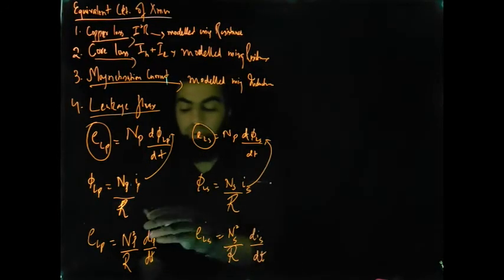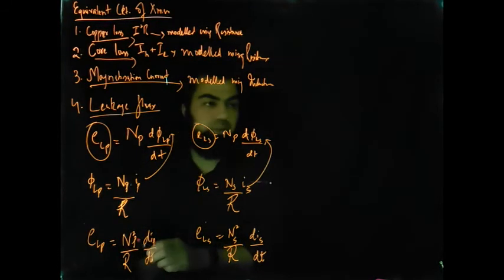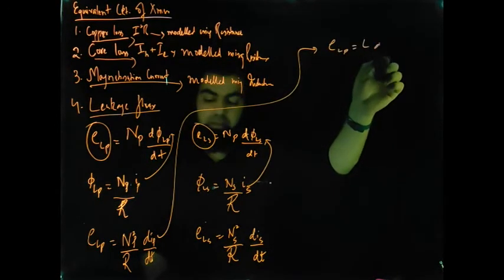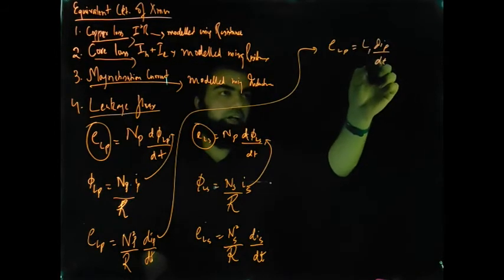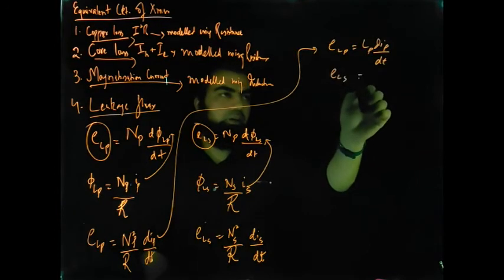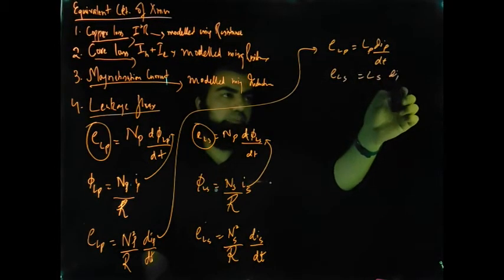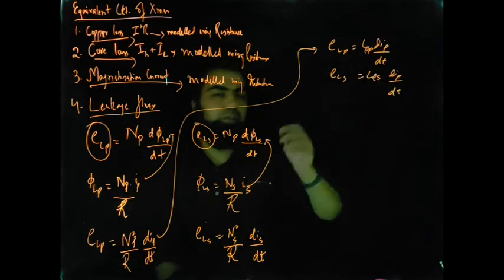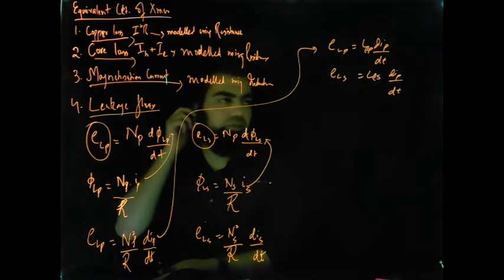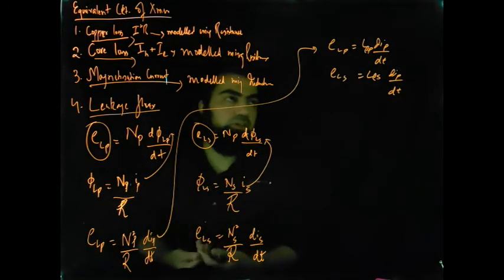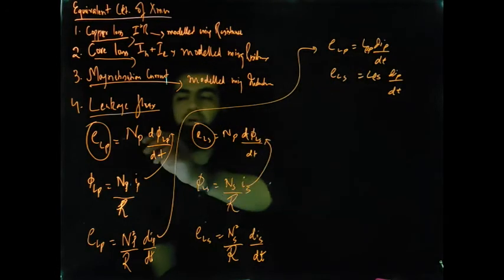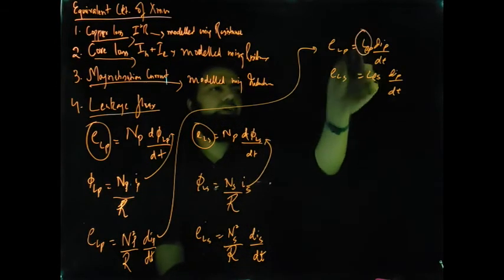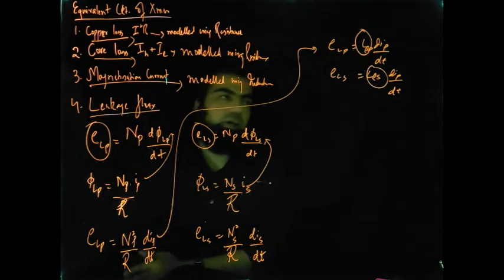You know this equation ELP equal to NP square by R dIP by dt is nothing but L dIP by dt, and ELS is L dIS by dt. Instead of writing LP, I'll write LLP and LLS. That means this is the leakage inductance. L here represents the self inductance of the system. So both these components, the leakage flux in the primary winding and in the secondary winding, can be represented using the self inductances LLP and LLS.